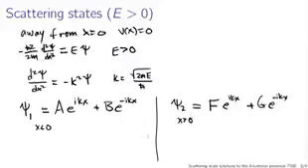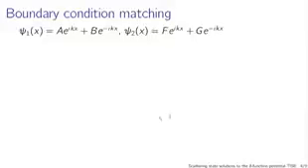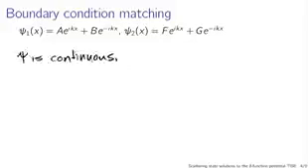What happens at the boundary? How do we match these solutions up? Our boundary condition matching, in terms of these two general solutions, is a two-stage process. We have two distinct boundary conditions, and the first is that psi is continuous. What that means is that psi 1 of 0, our solution for negative x evaluated at the boundary at x equals 0, must be equal to psi 2 of 0, our solution for positive x evaluated at the boundary.